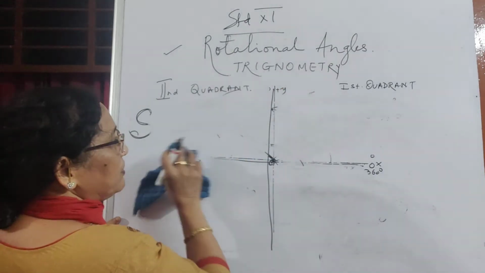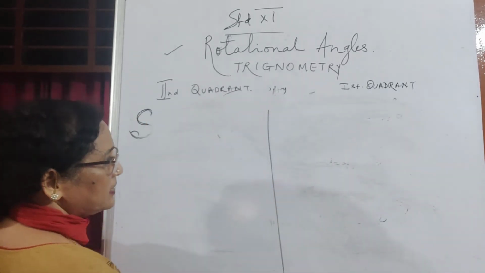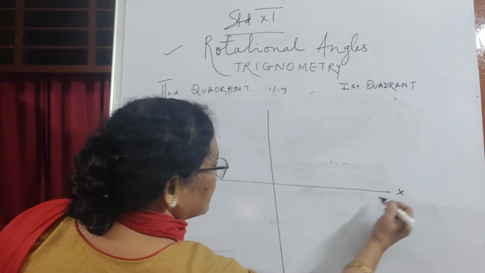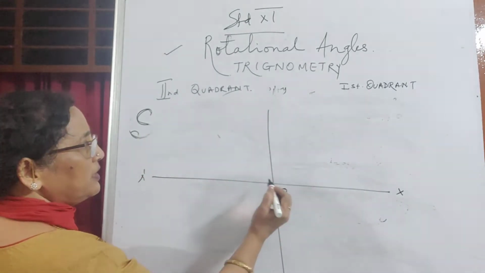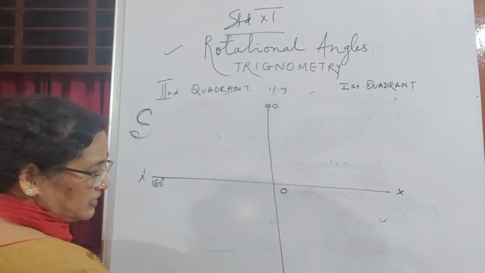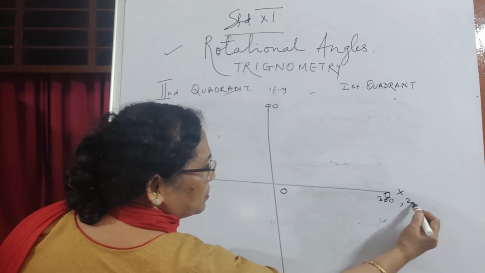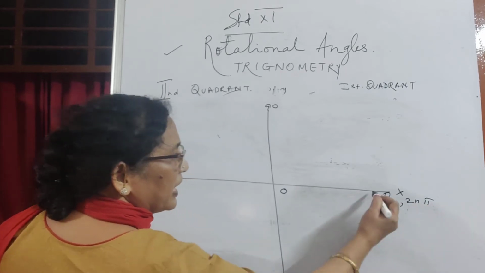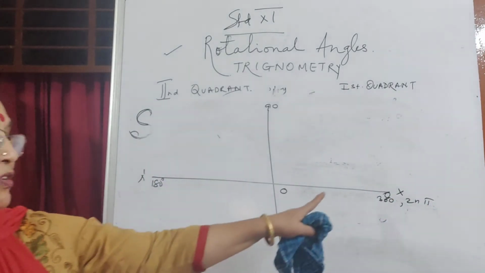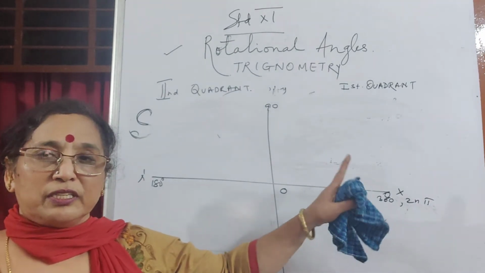So you have the two lines. Let me make it neater. So I told you this, and then I have this: x dash, x, 90, 180, 270, 0, 360 or 2 pi. Any rotation you finish, a complete rotation will come back to this point. So this is the 0 line. So here 0, 360, whatever.